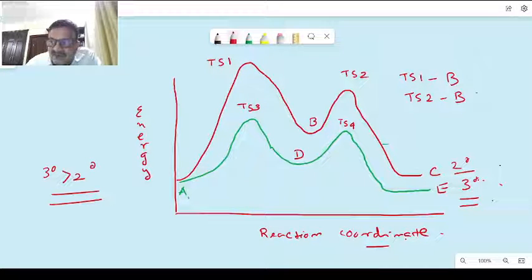As per the kinetics of the reaction, the reaction will proceed via the lowest energy pathway. The reaction will prefer the pathway that goes over the lowest energy hill. If a reaction has the choice of two pathways to form a secondary carbocation or a tertiary carbocation, then the tertiary carbocation pathway will be the preferred one because it has the lowest energy barrier. So this is all about our Hammond postulate. Thank you very much for listening.